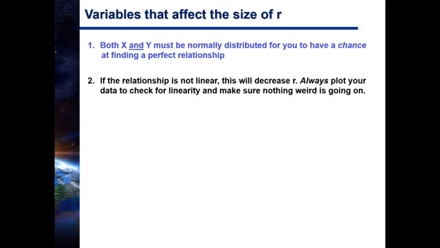Number 2, if the relationship is not linear, this will decrease your R value. All right, so one of the assumptions, remember, is that the relationship between x and y is a linear one. And we looked at a scatter plot where that's true. And we also looked at one where we saw a curvilinear relationship. If we have that curvilinear relationship and we don't know it, our R value could be very small, and we'll be tricked into thinking that the relationship is a bad one, is a weak one. But in reality, it's not.